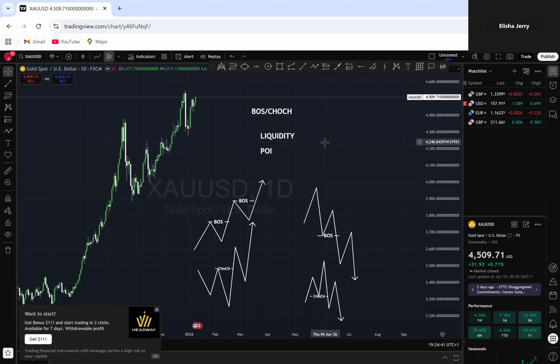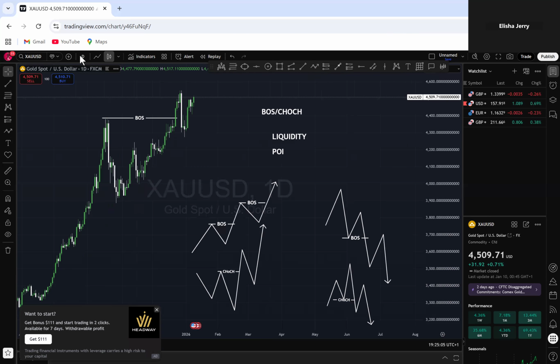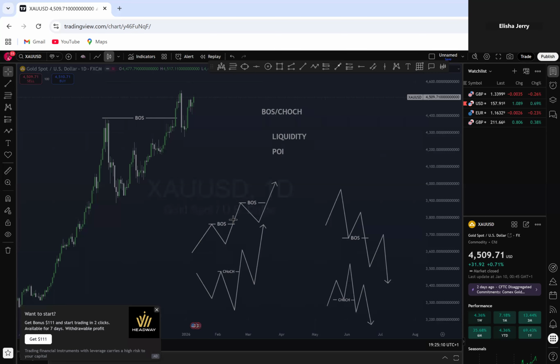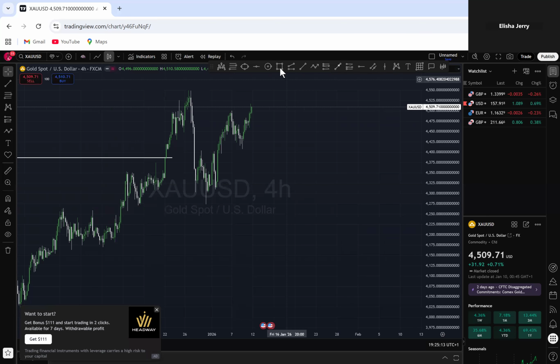So if the market is going in a particular direction, you want to spot the last break of structure. If there's a market directional change, you want to look out for a change of character. Now, in this case, we had our last break of structure here. So you can spot your liquidity and then your order block. And then you can identify, let's do something on the weekly time frame.